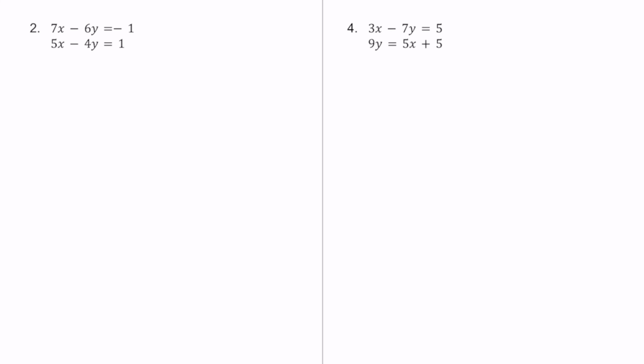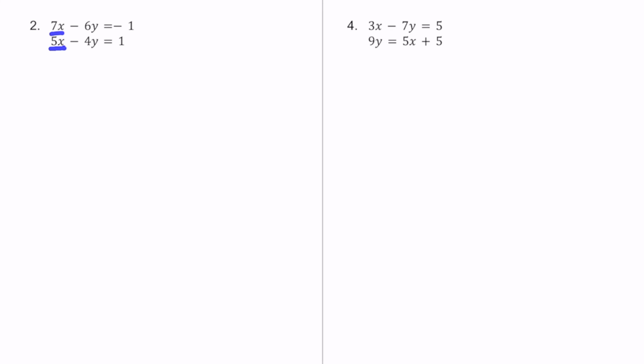Here's number 2. For number 2, we have this system of 7x minus 6y is equal to negative 1, and 5x minus 4y is equal to positive 1. So again, just like the last example, we can either figure out when 7x and 5x meet for the first time. I think their LCM, since they're relatively prime, is going to be 35.